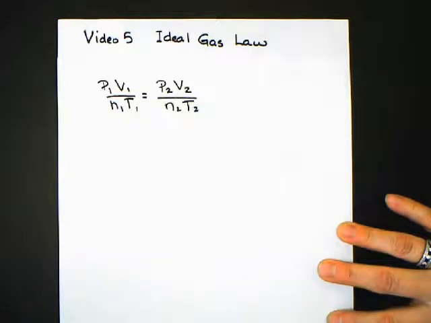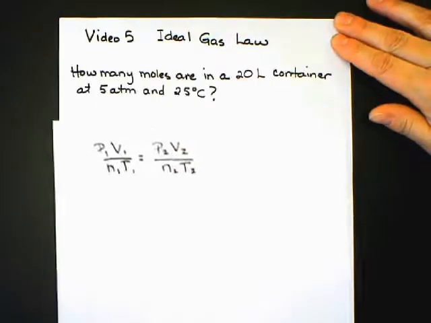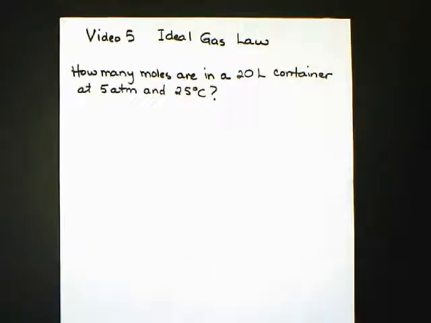So we've always had changing conditions, starting at one pressure, going to a different pressure, starting at one volume, going to a different volume. What if you're faced with a situation where you're not changing conditions, but you actually don't even know what all the starting conditions are? So for example, this question. I've got a 20-liter container at 5 atm and 25 degrees Celsius. How many moles are in my container?